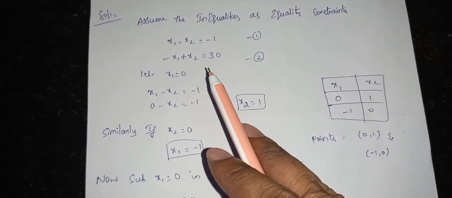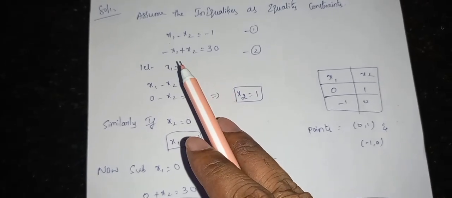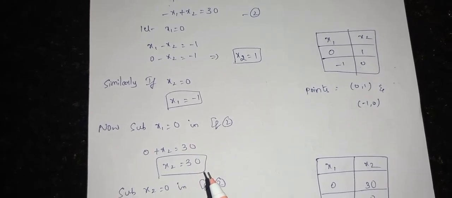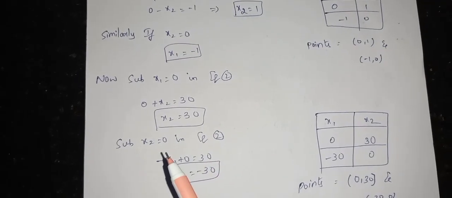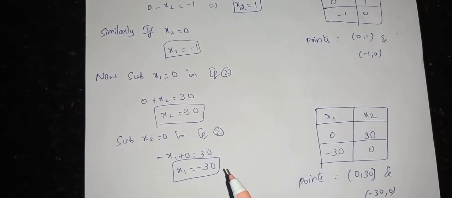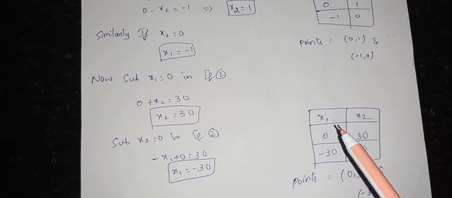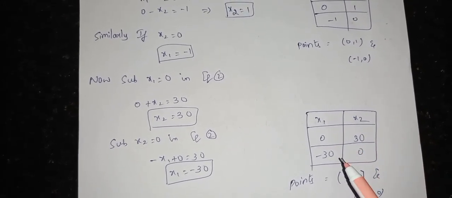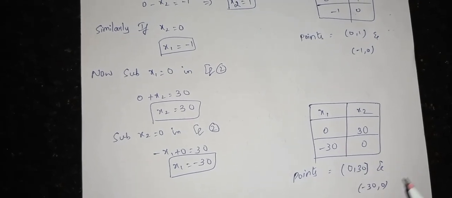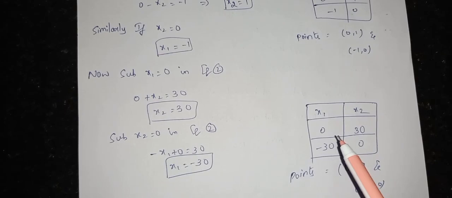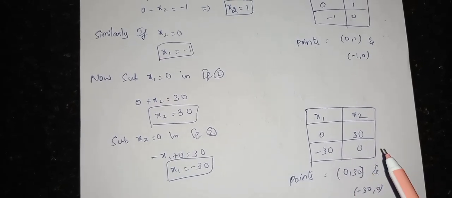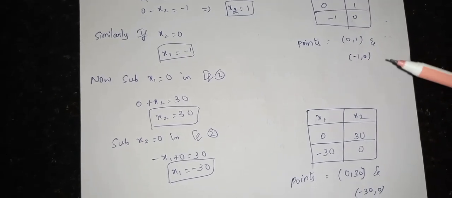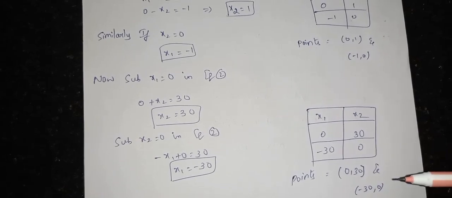Next, similarly take equation 2. In equation 2, substitute x1 = 0. Then x2 = 30. And similarly, if x2 = 0 in equation 2, x1 = -30. Represent this in a tabular form: x1 = 0, x2 = 30; x2 = 0, x1 = -30. Then represent these as points: (x1, x2) = (0, 30), (-30, 0). So plot the graph among these 4 points: (0, 1), (-1, 0), (0, 30) and (-30, 0).